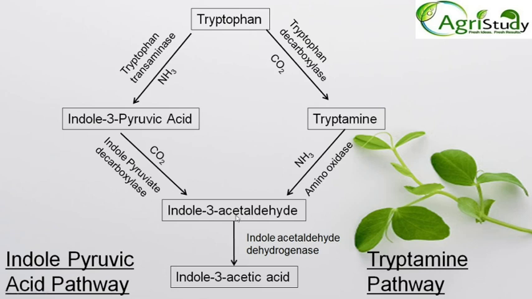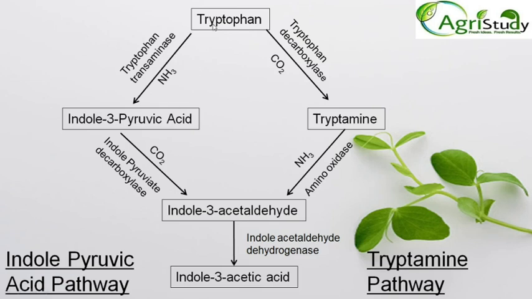And this indole 3 acetaldehyde is common for both the indole pyruvic acid pathway and the tryptophan pathway. From this, the development of indole 3 acetic acid takes place in the presence of indole acetaldehyde dehydrogenase enzyme. That is the indole pyruvic acid pathway.